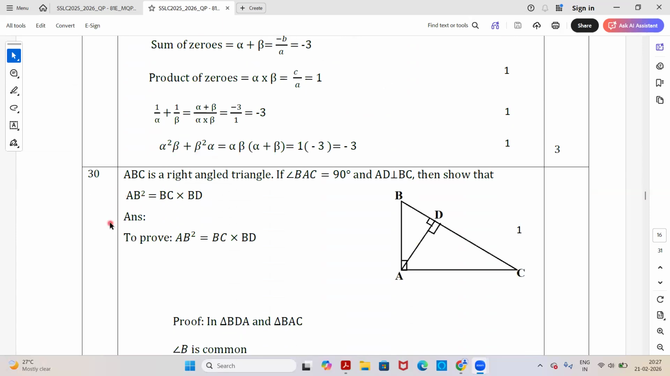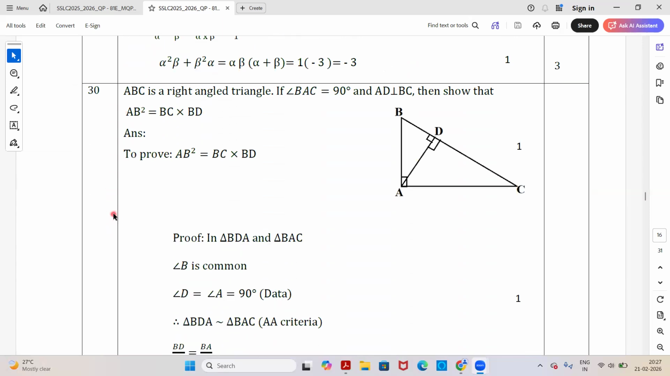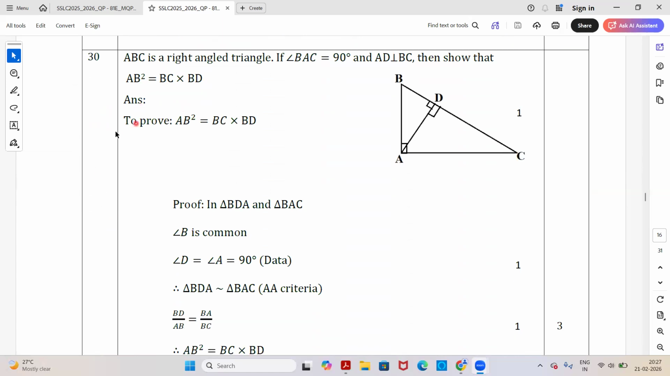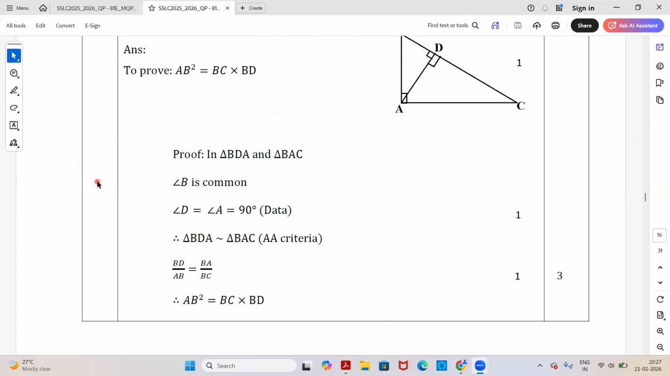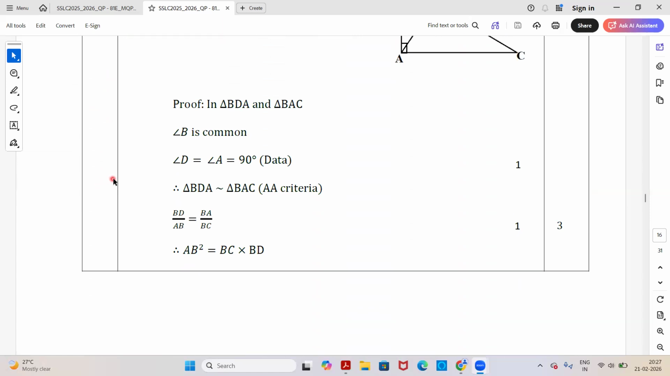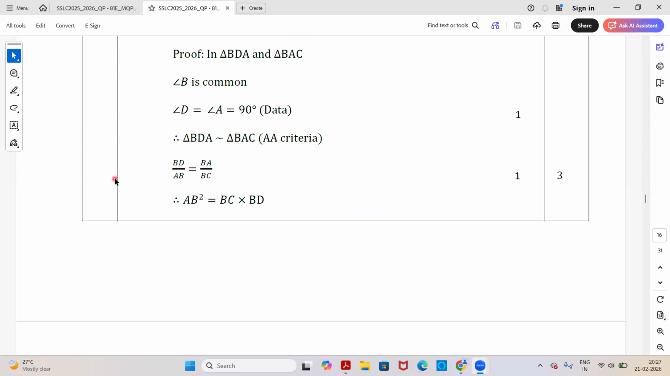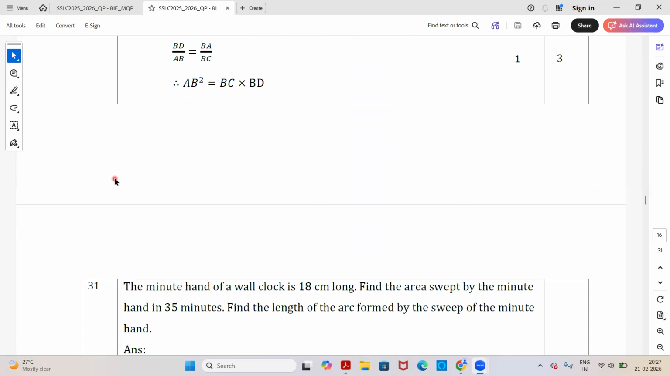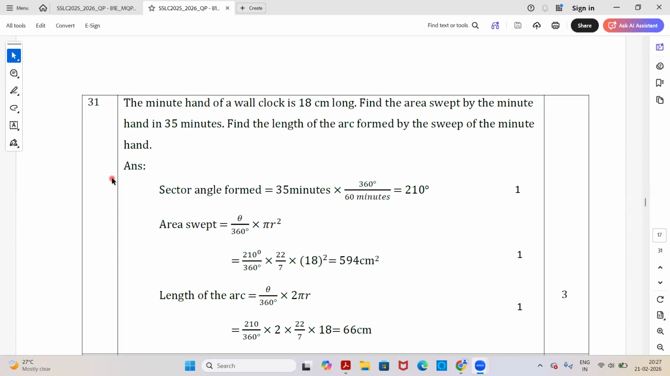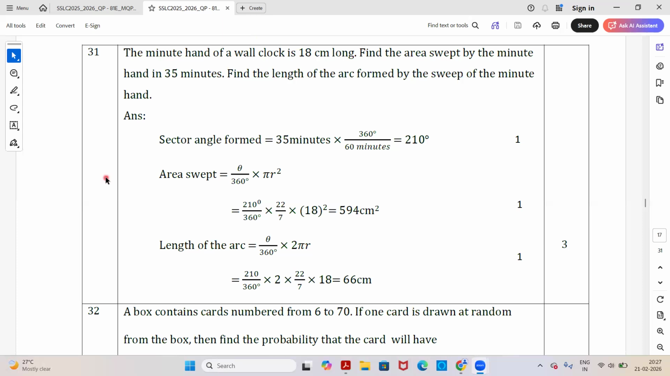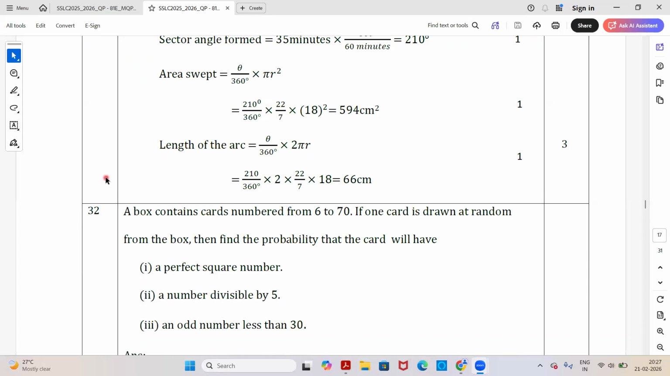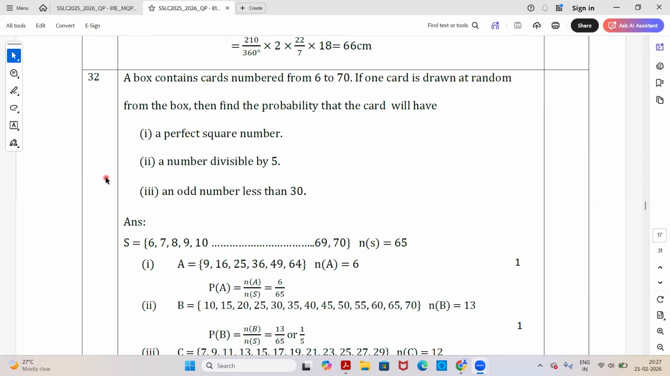Coming to question 30. Again, you have to prove and show that AB square is equals to BC into BD. Okay. So the step-by-step proof is given here. You can solve in a similar way. Then question 31. Then 32.